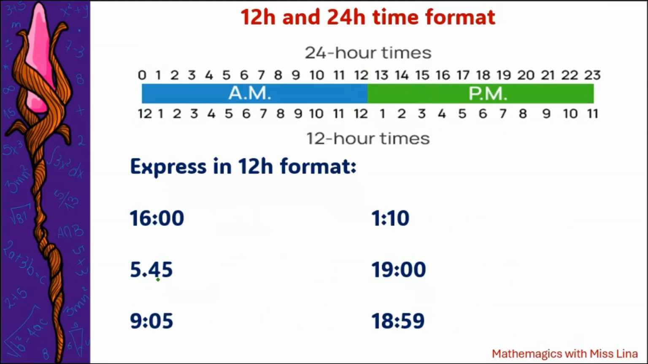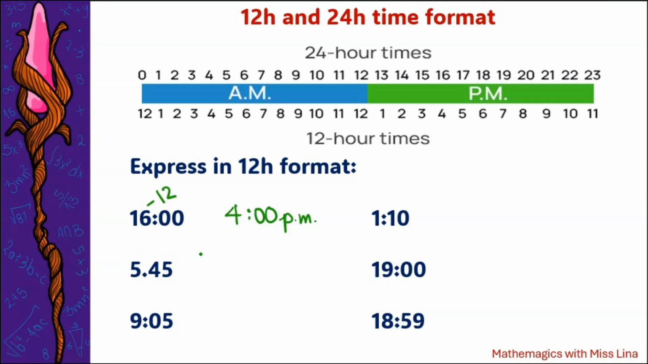Let's see the opposite. What happens if we have the 24-hour format and we want to change it to 12 hours? If the number is bigger than 12, then we just need to subtract 12, the opposite operation. So this is going to be 4. And if we have to subtract, it's because the number is bigger than 12, then we are talking about the PM period. So we write PM, 4 p.m.